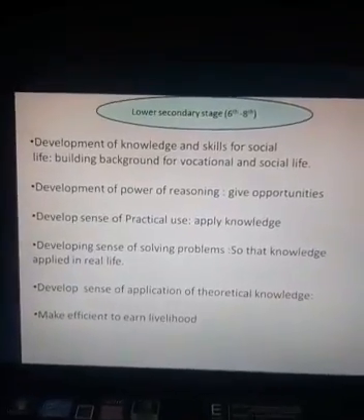Now when we talk about the secondary stage, we know that we have divided it into two parts, the lower secondary and the higher secondary. Lower secondary includes classes from 5th onwards. Now here, the child is grown up. So the science objectives are to be framed accordingly. So what should be the objectives at this stage? Let's have a look.